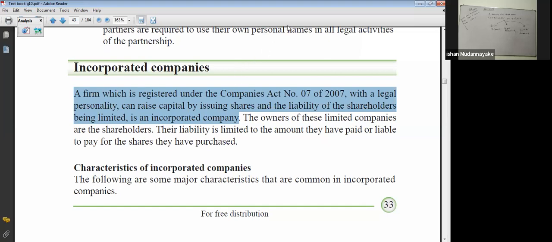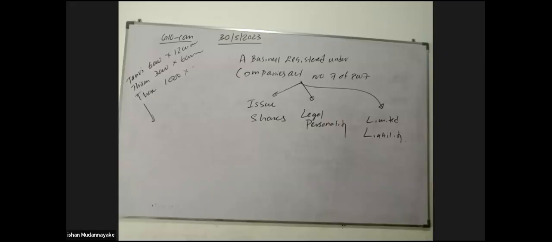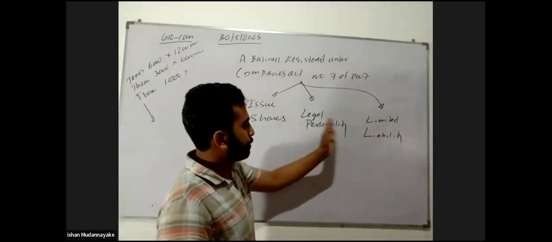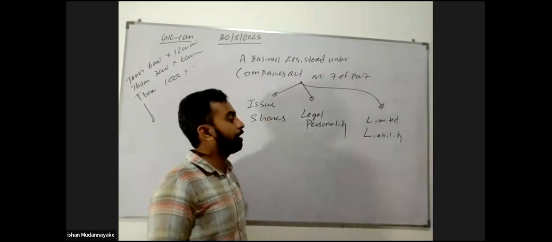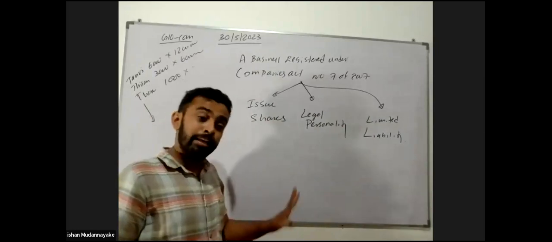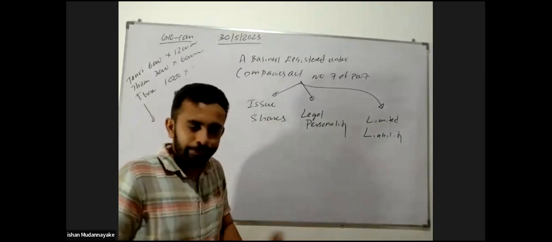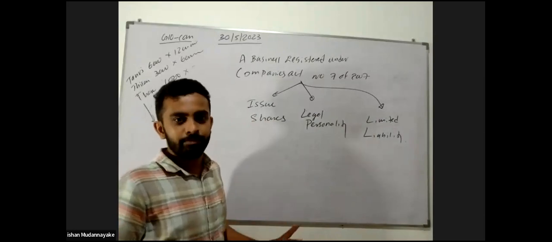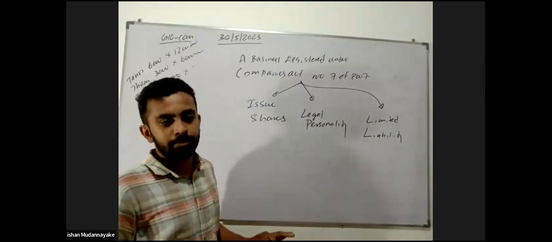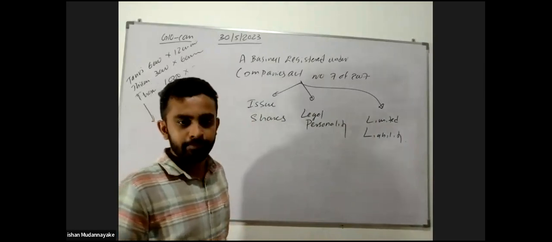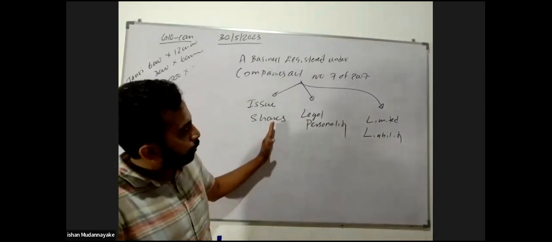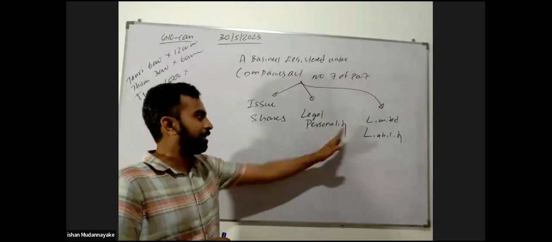Actually, these are the characteristics. These are some of the characteristics of a company. In advanced level business studies, the definition of company is simple. A business registered under Company Act number 7 of 2007 is an incorporated company. But in O level, they have included some of the characteristics in that definition.